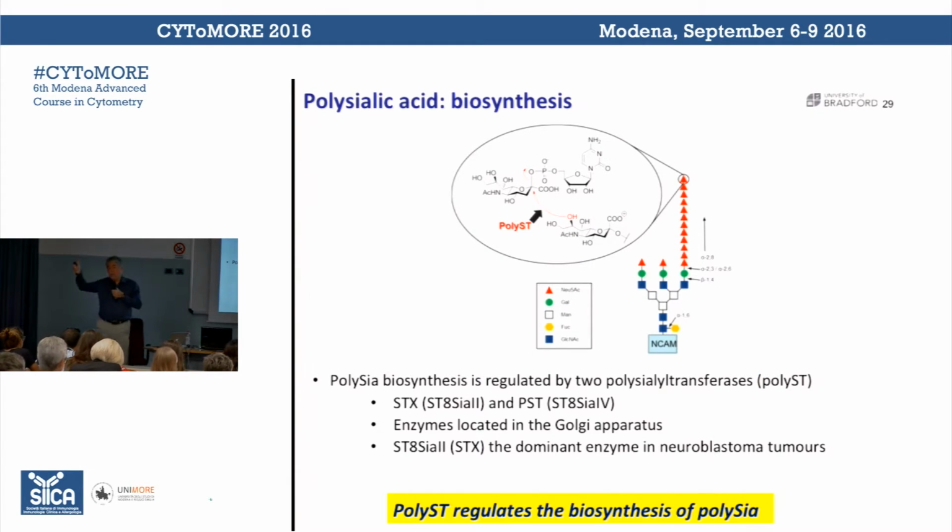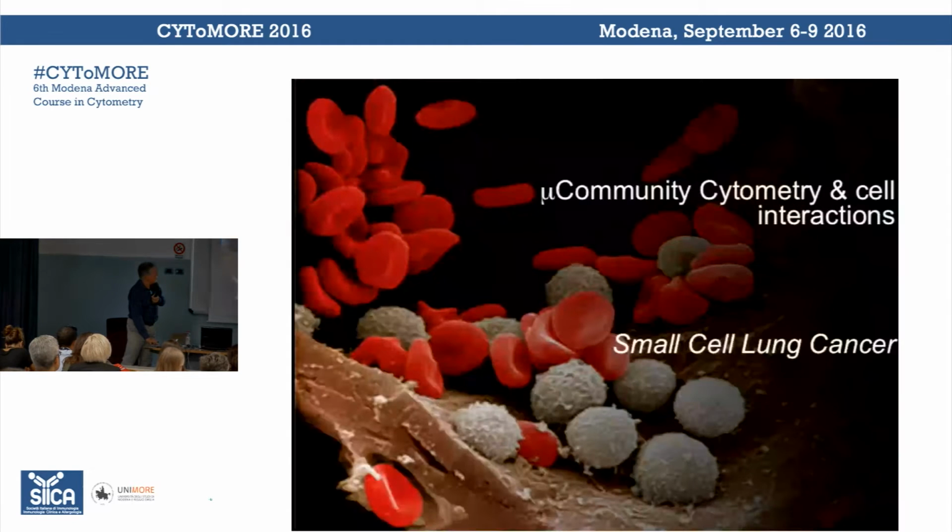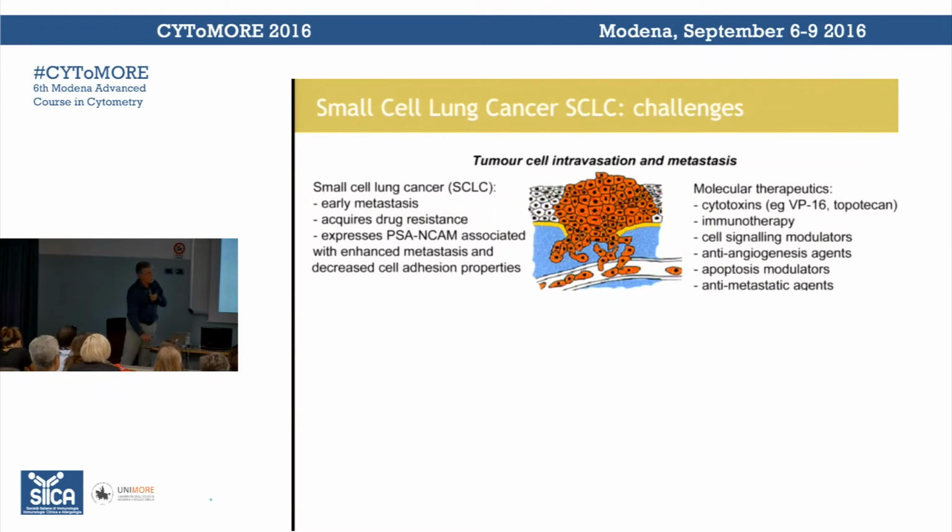So we've got a target which is only really expressed in adults when there's a tumor. And you've got a target which is only driven in its biosynthesis pathway by two enzymes, STX and PST, the polysialyltransferases. Perfect situation for molecular targeting. So let's think about what this means in terms of polysialylation of NCAM for a tumor.